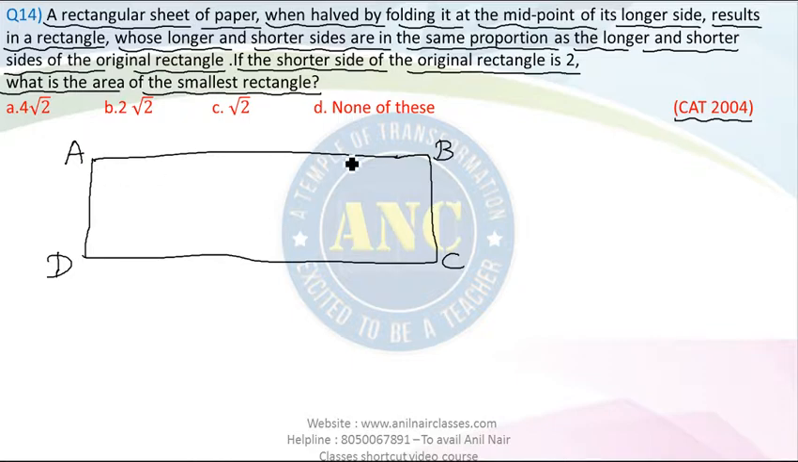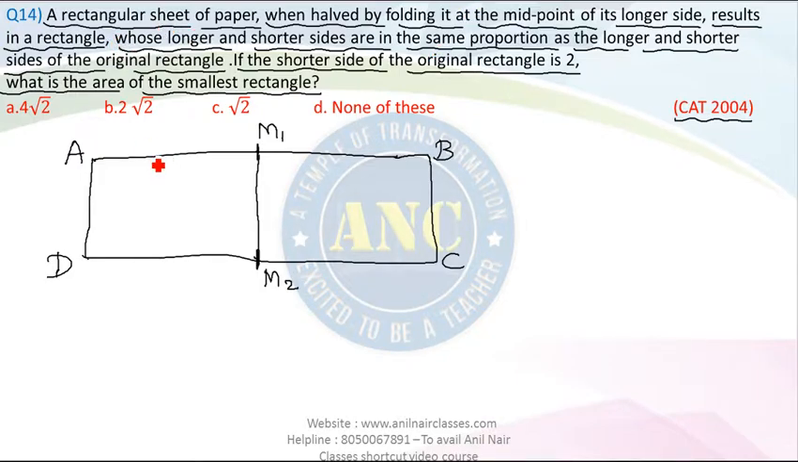Now AB is the longer side, CD is the longer side. I am folding it into exactly half, that means I am folding it exactly at the midpoint. Let me call this midpoint 1 M1, midpoint 2 M2. If I join M1 and M2, the entire rectangle is exactly divided into two equal parts. When halved by folding it at the midpoint of the longer side, it results in a rectangle.